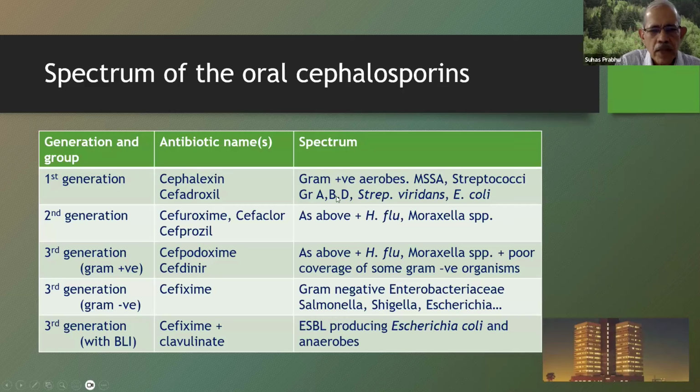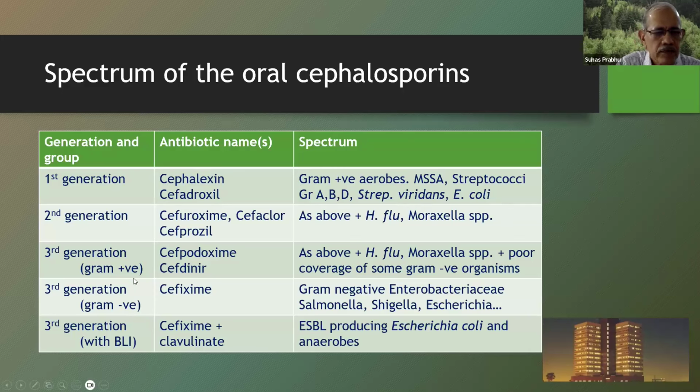Second generation covers all that the first generation covers, but also covers H. flu and moraxella, which I think you know are gram-negative organisms, but they are the ones that attack the respiratory tract, not the GI tract. So therefore, they are useful in a broader spectrum for respiratory infections. We'll come to that a little later.